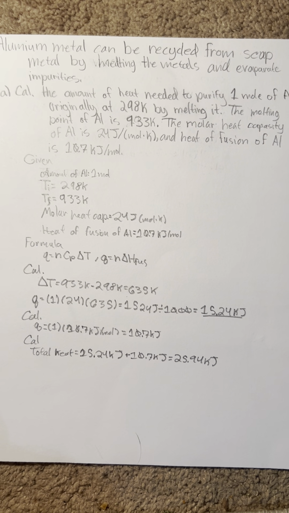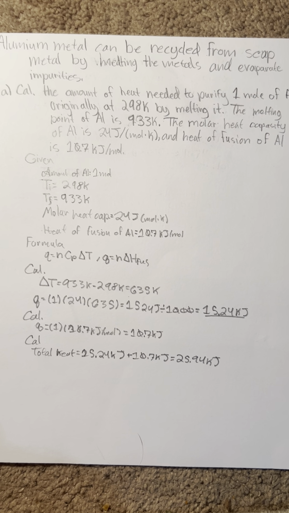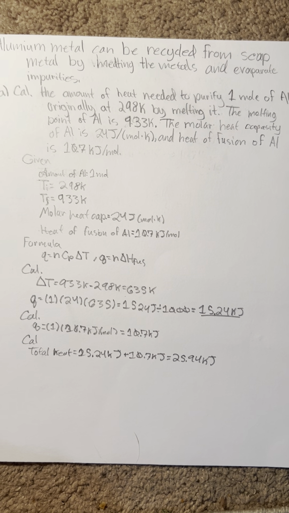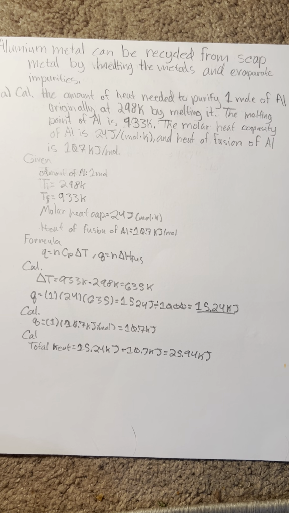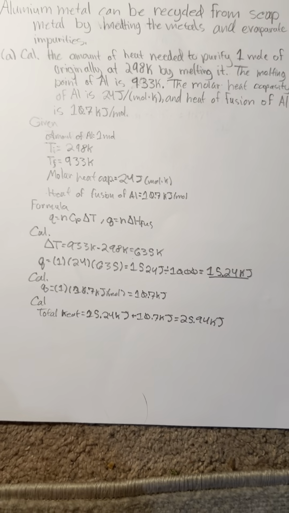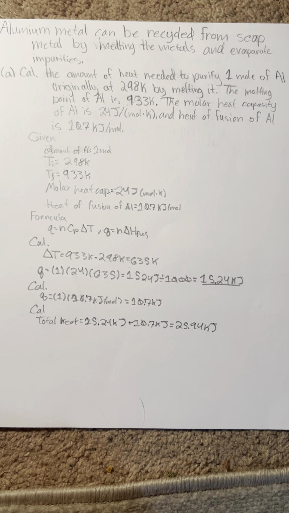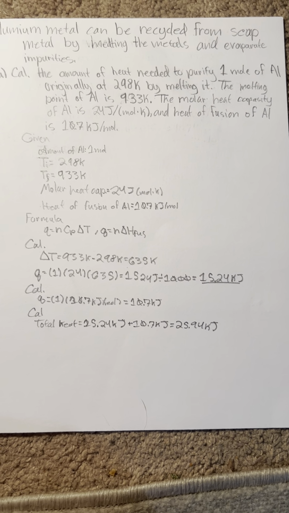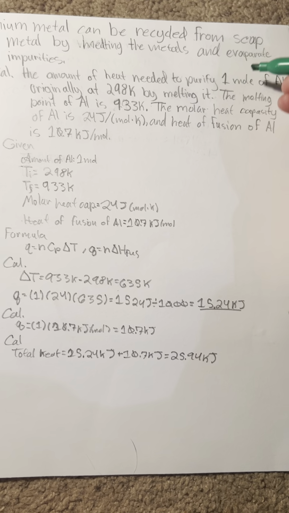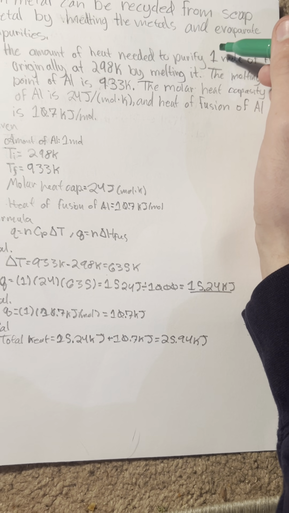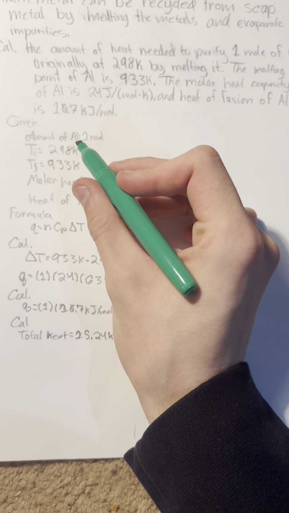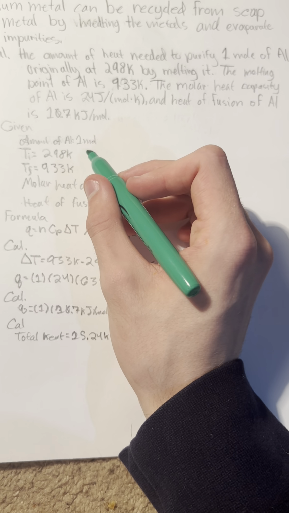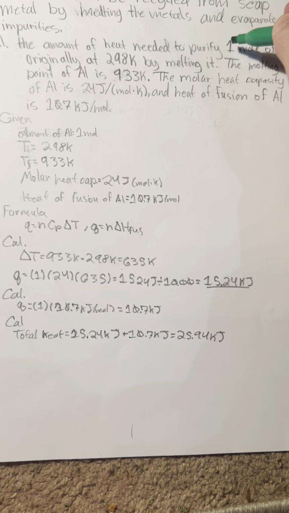Aluminum metal can be recycled from scrap metal by melting the metal and evaporating impurities. Calculate the amount of heat needed to purify 1 mole. So this problem, you can see I put a lot of givens down. This is really important because you can identify that it's giving you all the information right here. You just have to know what the information is. So the amount of aluminum is 1 mole, as stated right here.